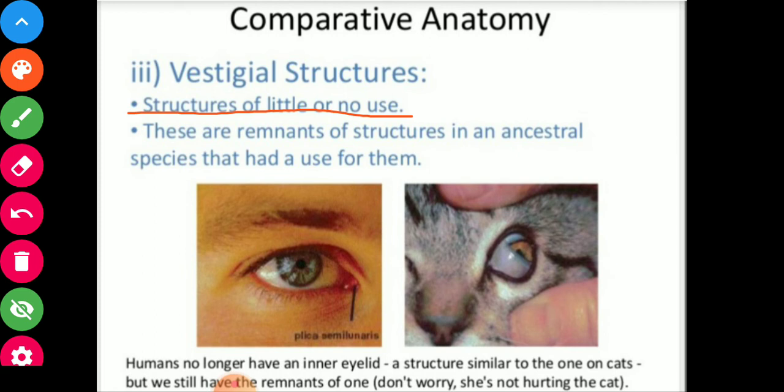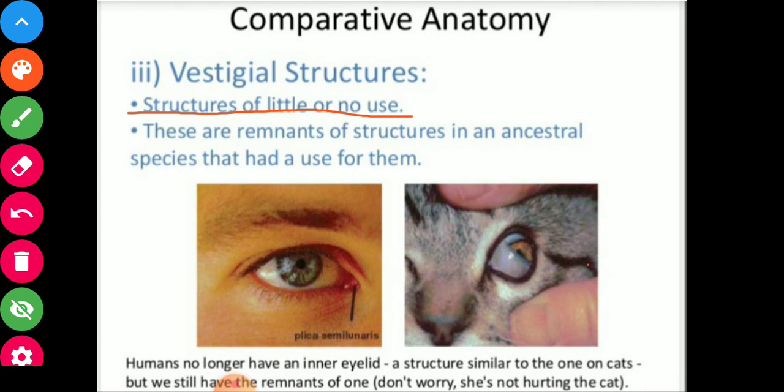Like here, humans no longer have an inner eyelid, a structure similar to the third eyelid in cats, but we still have the remnants of it. Here you can see some structures we are having. Those are present but not in use now.